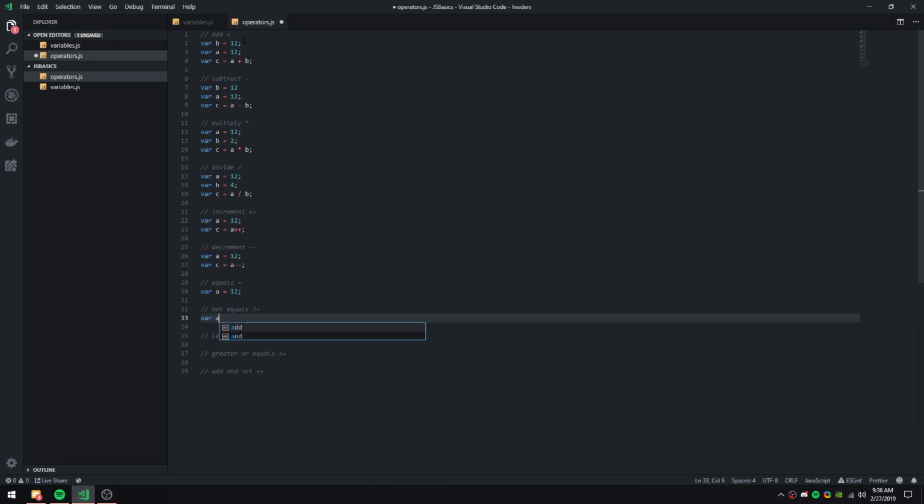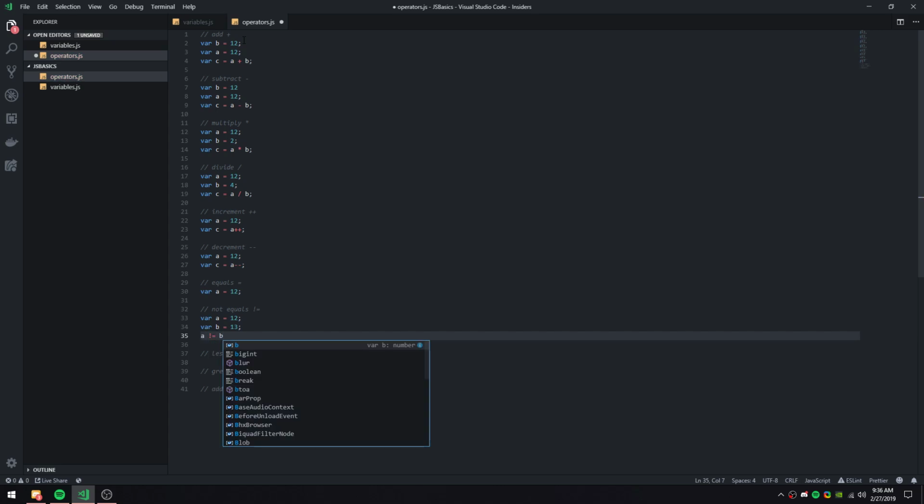except it would be exclamation mark equals, instead of just equals. So var a equals 12, and var b equals 13. For example, var c is a is not equal to b.